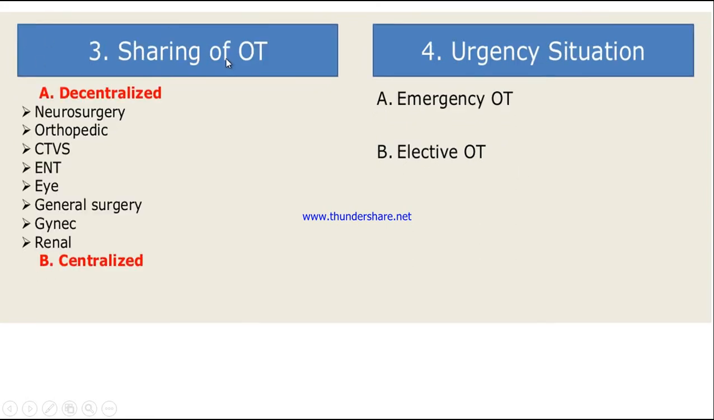Next, sharing of OT. Okay, there can be one specific OT for orthopedic, or one specific OT for general surgery, for renal surgery, or for gynae surgery. But there can be 2 types. One is decentralized. Decentralized meaning that there can be one OT where many cases can take place. For neurosurgery, orthopedic, CTVS, ENT, eye, general surgery, gynec and renal.